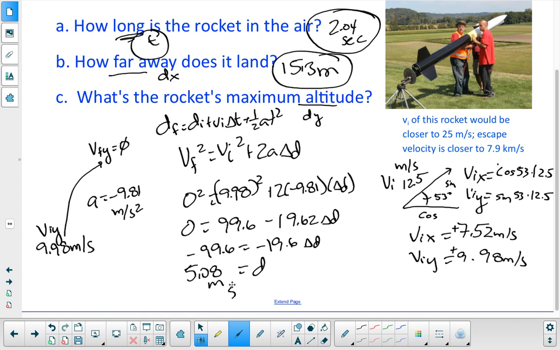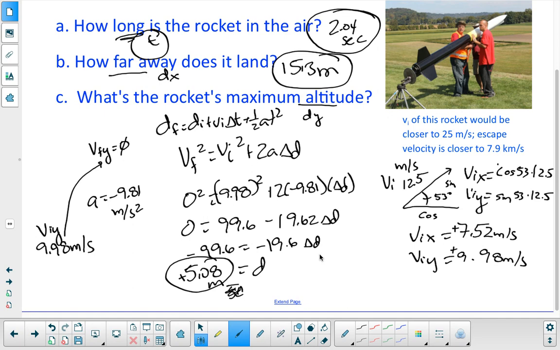Sig figs, this would be 5. Is that right? How many sig figs do we have in here? 3? Yeah, 5.08 meters. This is positive. If you didn't do this negative sign in here, you'd actually get a negative 5.08 meters, which would mean it went down into the ground 5 meters. I'm not quite sure how that would work. But again, double check to make sure you're always doing your positive and negative signs.